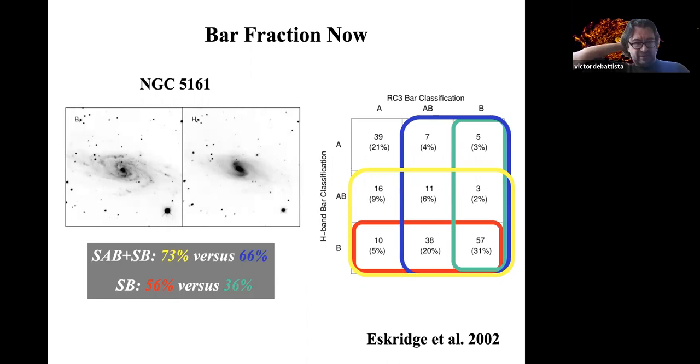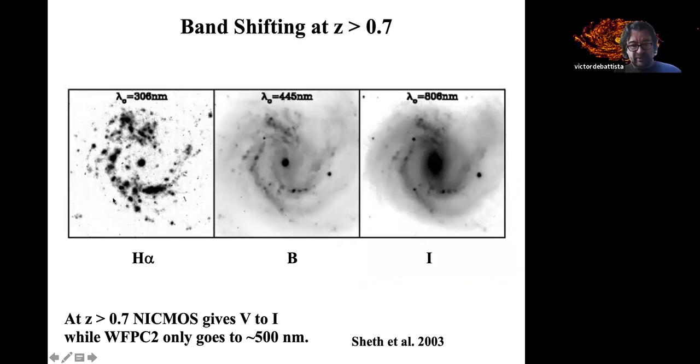In the traditional view, we had RC3 classifications of galaxies, and RC3 was a classification scheme and catalog based on photographic plates. Photographic plates are most sensitive to blue light. And so here's an example of a galaxy, NGC 5161, shown on the left, where you see the B band image, and here you see the H band in the infrared. Whereas you can see that there is some kind of an elongation in the center in H band, that is hard to see in the B.